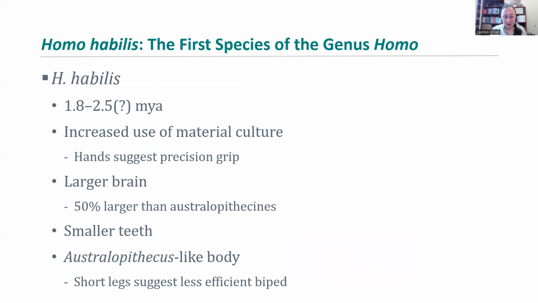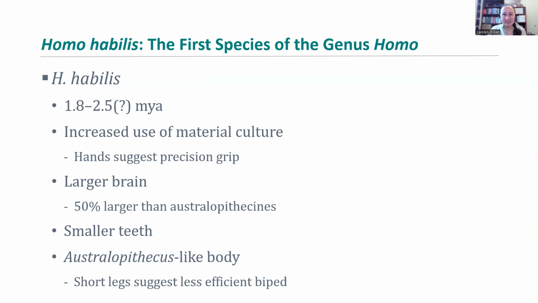So Homo habilis, again, tool-using man or handyman, was dated between about 1.8 and maybe 2.5 million years ago. That's potentially really old and would have really overlapped with some of the other species of the genus Australopithecus and the genus Paranthropus, but may perhaps be that old.